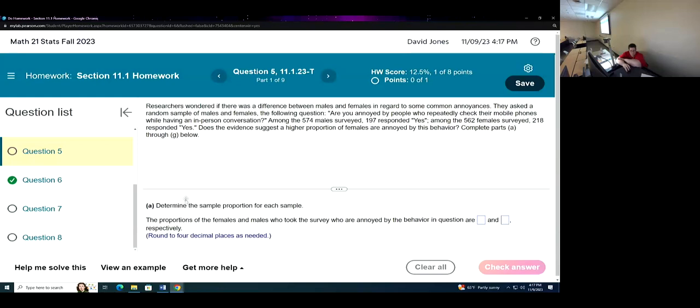We got part A, determine the sample proportion for each sample. And even though they gave us the data for males first, it says proportions of females and males respectively. They could have easily put it in the same order as the data given, but they didn't. We need to figure out what those values are.